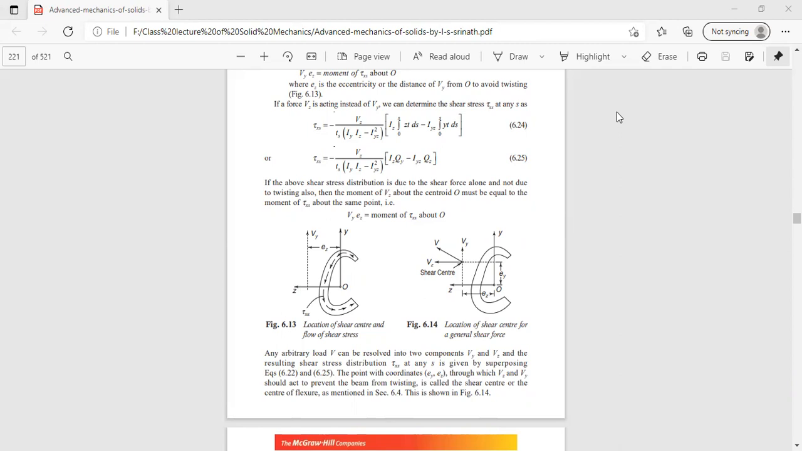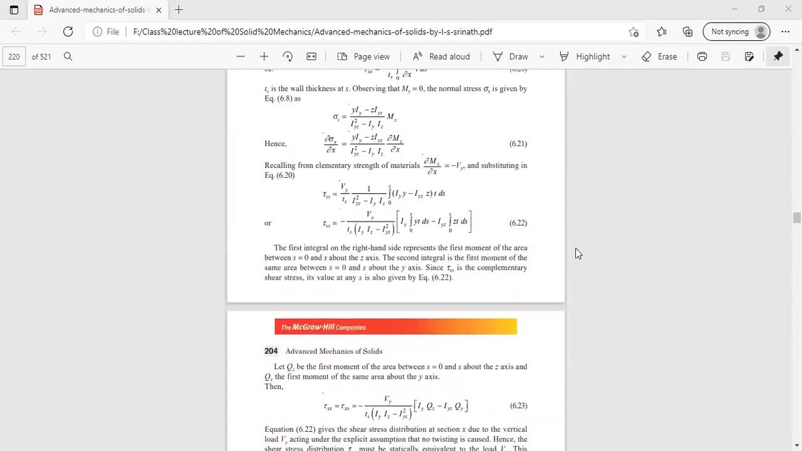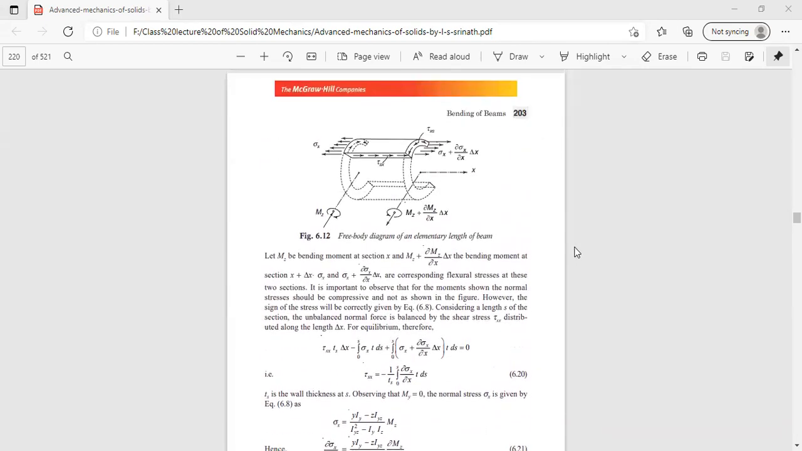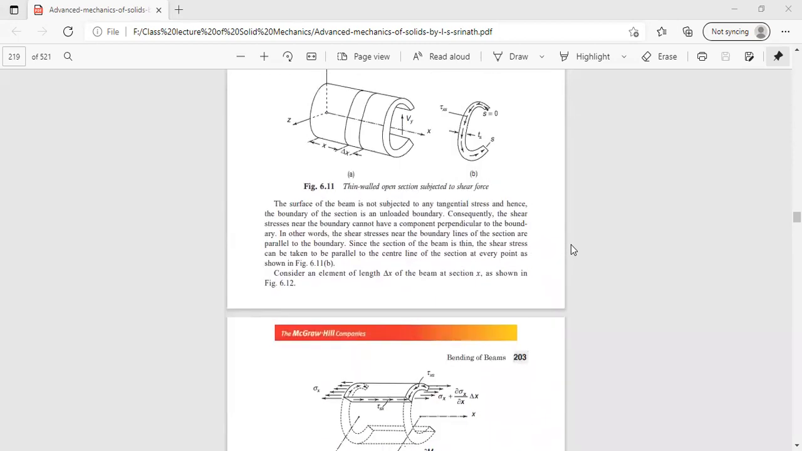Let us start today's lecture on shear center. We discussed yesterday the definition of shear center and how we can find its position. The surface of the beam is supposed to be not subjected to any tangential force, and the boundary of the system is an unloaded boundary itself.